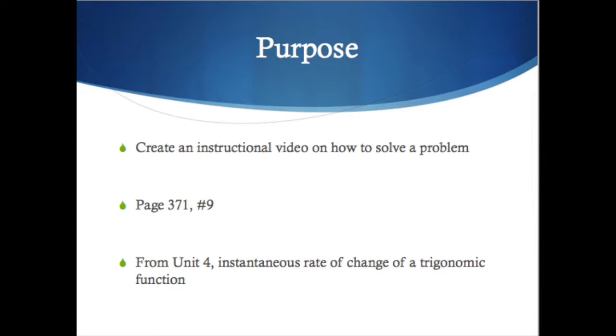Page 371, question 9 of the Advanced Functions textbook. This particular question comes from Unit 4 in class, although Chapter 6 in the textbook. The reason why this question is from Unit 4 is because you are asked to find the instantaneous rates of change of a trigonometric function. We learned IROC in Unit 3, although that was for rational functions.